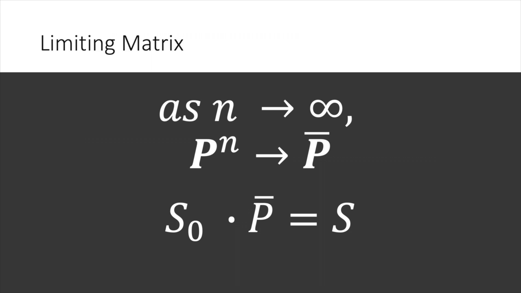Additionally, as n approaches infinity, P to the power of n is called a limiting matrix, denoted by P bar. This can be multiplied by the initial matrix to find the stationary matrix.